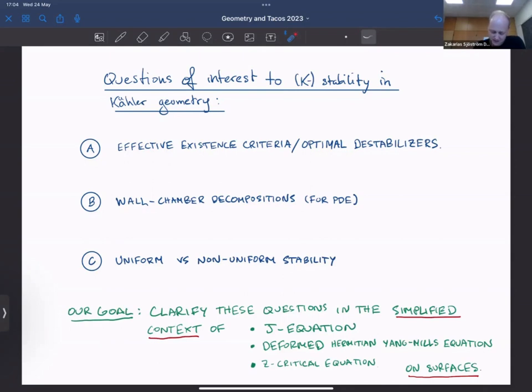So with that said, our goal is to clarify these big, difficult questions in the best setting that we are able to. So we want to clarify these questions in the simplified context of various families of geometric PDEs, including the J equation and the deformed Hermitian Yang-Mills equation, which thankfully has been introduced already very nicely. And all of this will also work for a recent extended formalism called the Z-critical equation. All of this will be done in dimension 2 during the talk today, as I said, with the goal of hopefully inspiring a deeper understanding, in the long run, for K-stability.